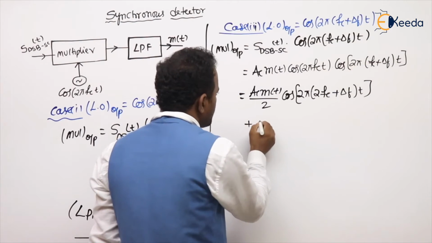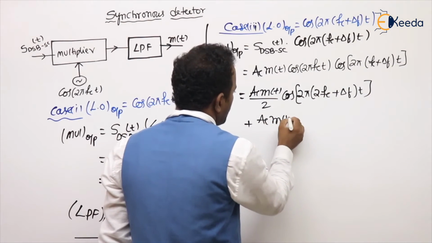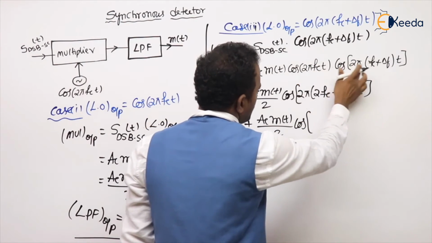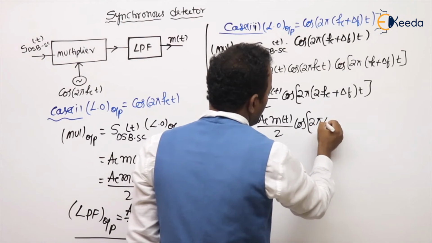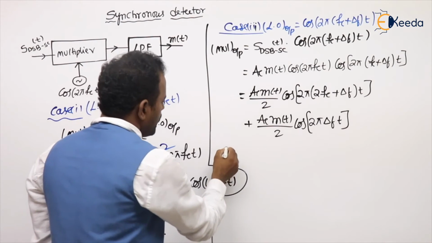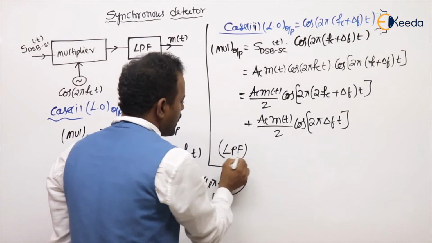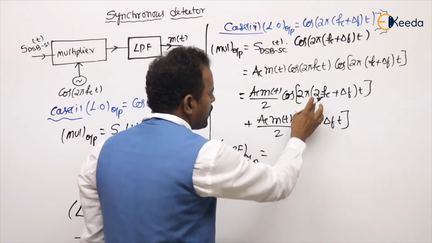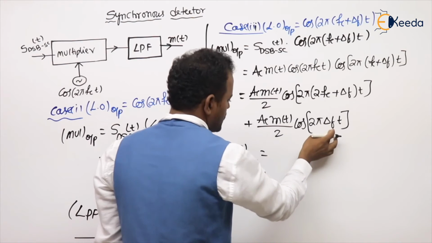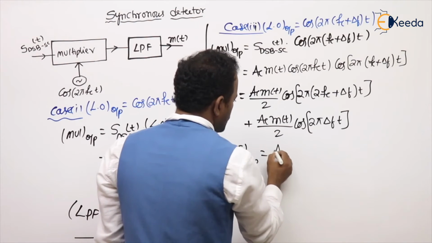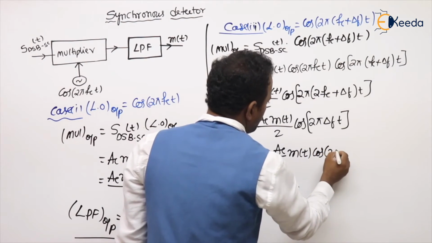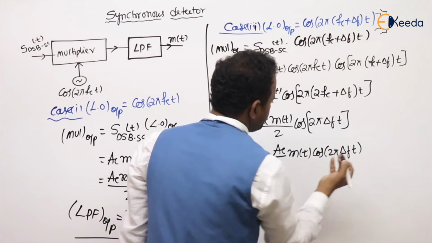What about the A minus B, sir? A_c m(t)/2 into cos(A−B). So f_c is gone, remaining is 2πΔf t. Then obviously, what is the low pass filter output, sir? The first one is a high frequency component, 2f_c + Δf, into m(t), blocked. The second one is simply Δf, which means low frequency, so this is passed: A_c/2 into m(t) cos 2πΔf t.